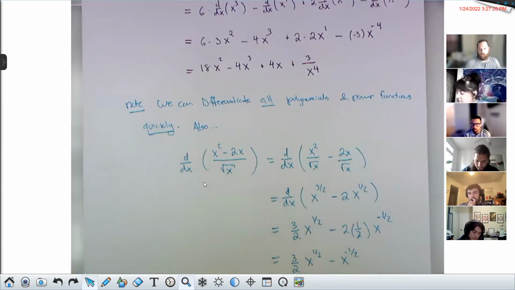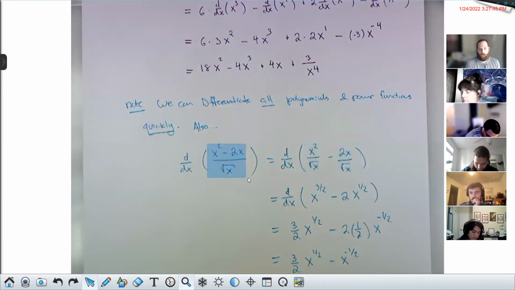So the fact that we can differentiate polynomials should be evident. The fact that we can differentiate power functions and combinations of polynomials and power functions should be evident. Some things are not obvious combinations of polynomials and power functions, like this. Anytime your denominator is a single term, you can play this game where you split up the fraction like that. And it's a powerful tool for saving you time.